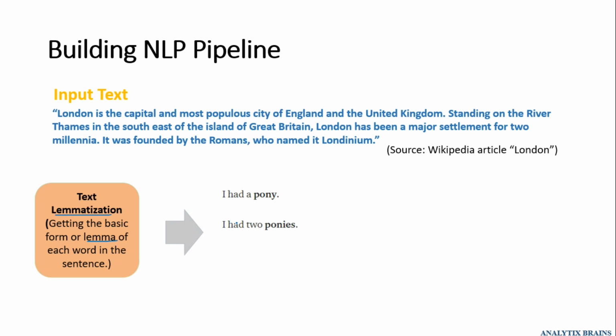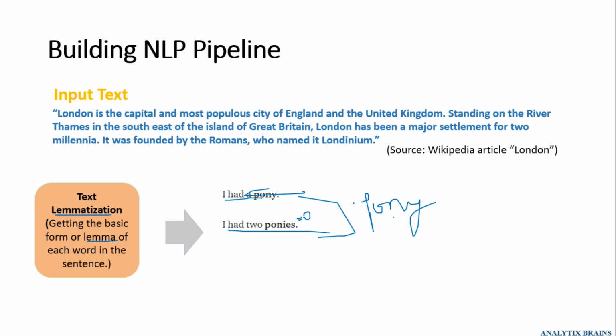For example, if you have sentences like "I had a pony" and "I had two ponies", the words pony and ponies will both reduce to their base form, that is pony. So this ponies will reduce to the base form pony. Now in the two sentences, the number of occurrences of the word pony is 2, and the number of occurrences of the word ponies will be 0. The same thing will happen to all the sentences in the data.